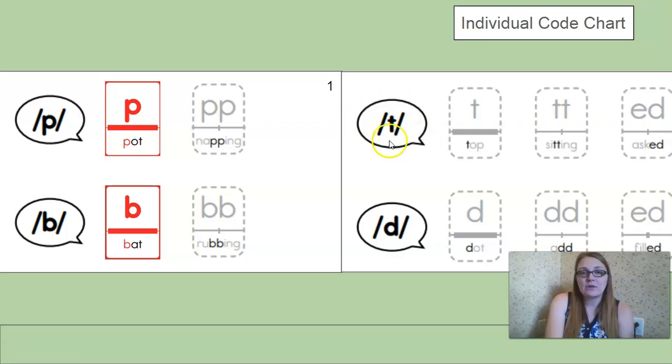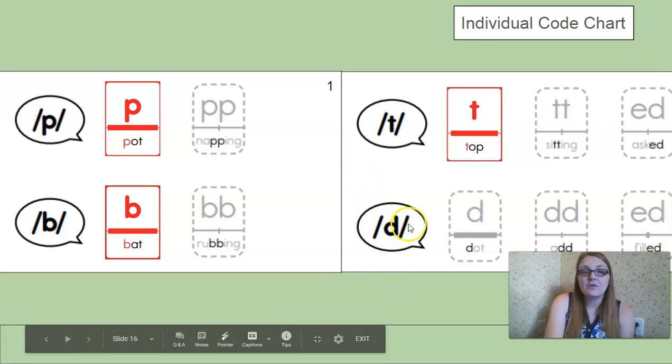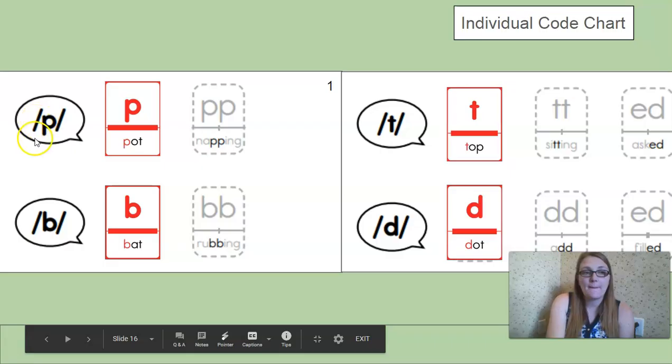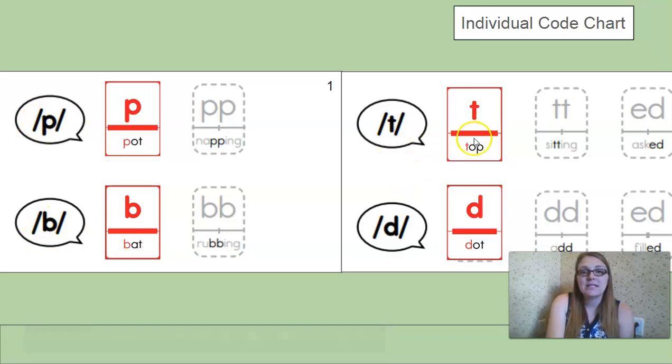For the sound T, we reviewed the single T. And for the sound D, we reviewed the single D. So again, P, B, T, and D.